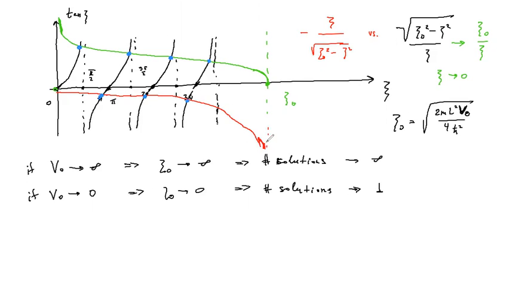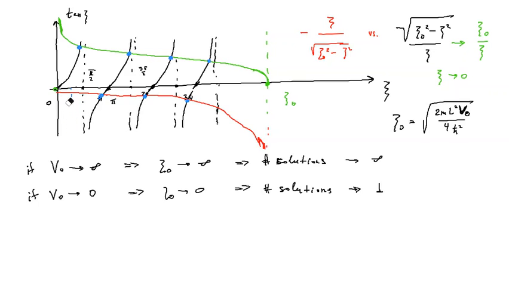But what if my parameter xi naught goes to 0 or to very small values? How many anti-symmetric solutions am I going to have? 0. So if my xi naught is somewhere here, then it will go to infinity, and I don't have an intersection, yeah? So there will be no anti-symmetric solutions.